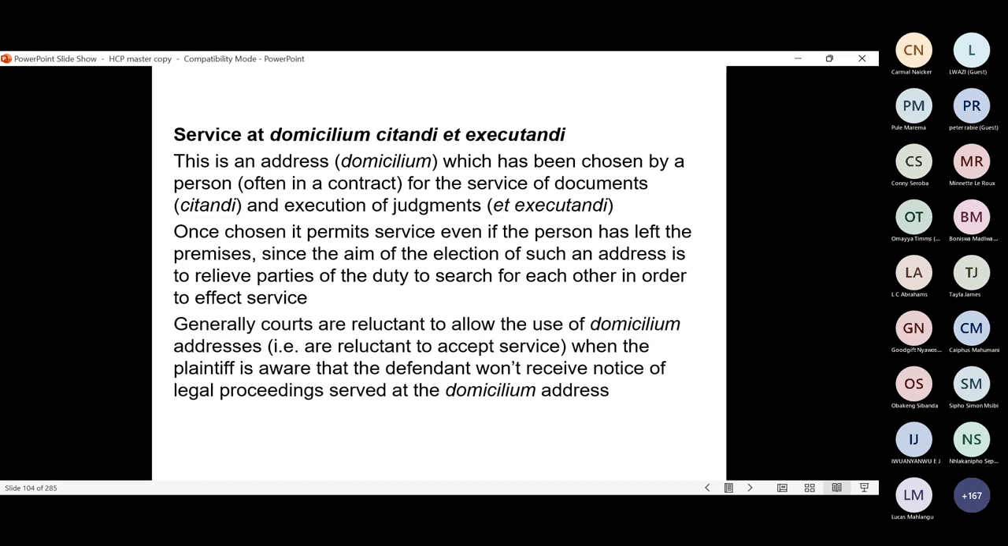Generally, the courts are reluctant to allow the use of domicilium addresses when the plaintiff is aware that the defendant won't receive the notice of legal proceedings served at the domicilium address. Only if it can be shown in court that the plaintiff knew that the person is no longer at the domicilium will the court be reluctant. So they would generally be reluctant, but not as a rule. Okay. If the plaintiff is willful and he knows the building has been stripped, there's nothing there, it has been thrown down, and it was a domicilium and they still go and serve there, the court will be reluctant to allow that.